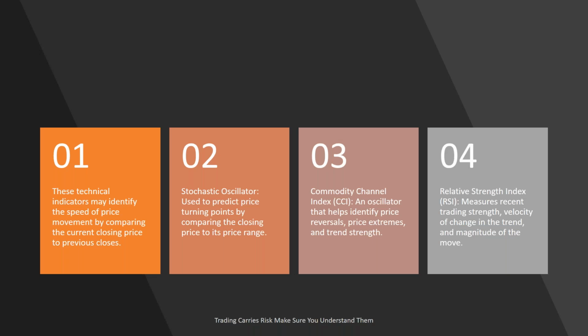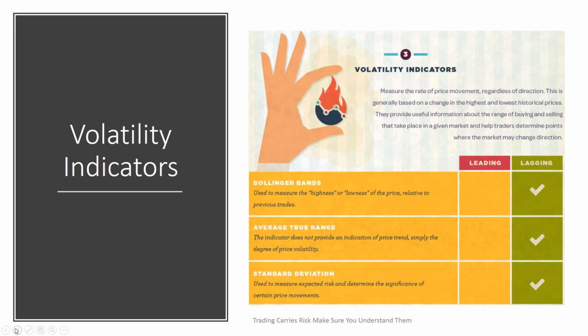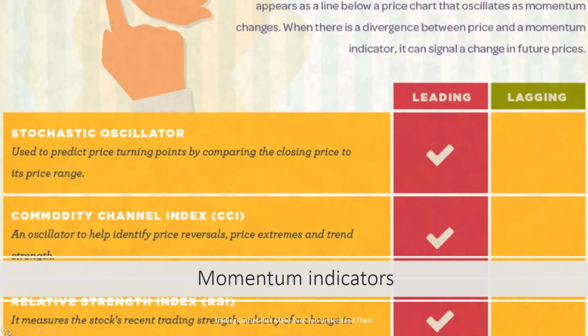Okay. Now, these technical indicators, I'm sorry, I went past the slide too fast. Okay, so then we fall in the category we talked about before, momentum indicators. And these momentum indicators are broken into stochastics, CCI, and relative strength index, RSI.